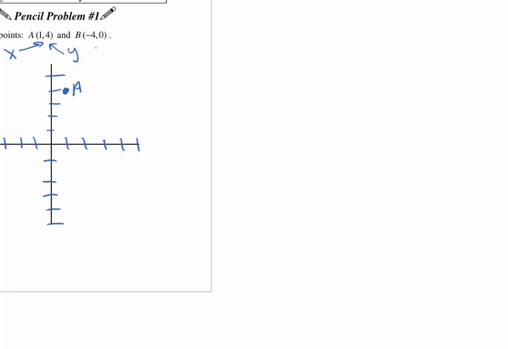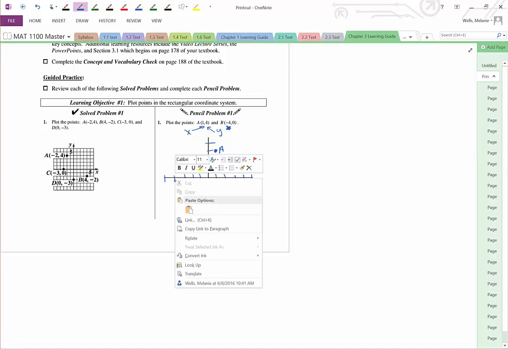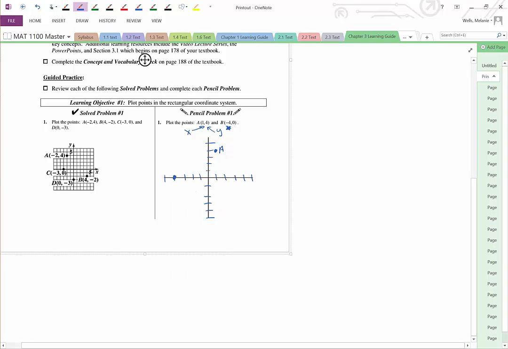Then for point B, the first coordinate is your x coordinate, which tells me whether to go right or left. Since it's a negative, I'm going to go left 4. And then I'm going to stop because my y coordinate is a 0, so that says do not go up or down. So there's point B.